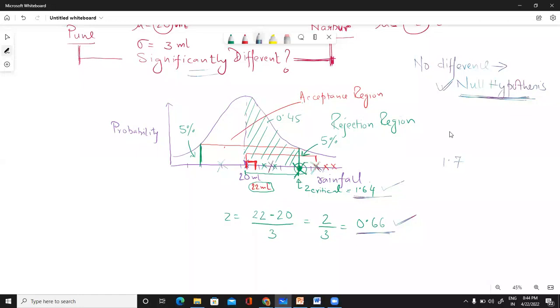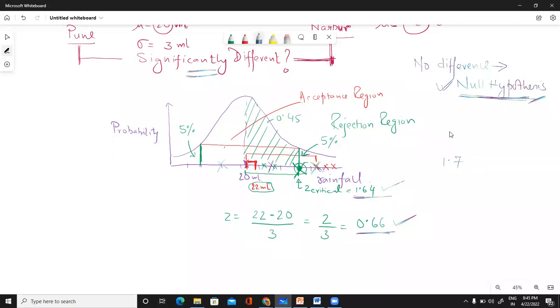Again, coming back to this basic concept: if it is in the acceptance region, the difference is not significant. If it is in the rejection region, the difference is significant, and we then reject the null hypothesis and say that something is going on. Old data is not the same as new data. There may be some reason. So this is the basic of hypothesis testing.